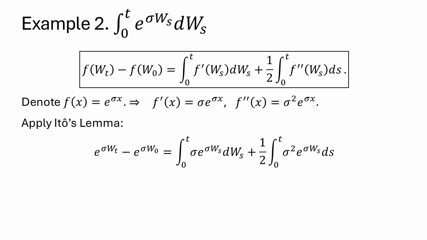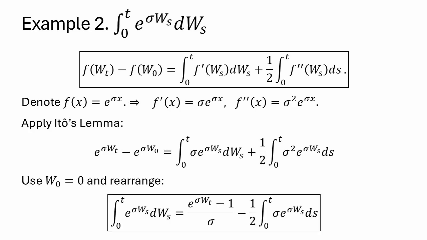Applying the Ito's lemma is straightforward, and we have e to the sigma wt minus e to the sigma w0 equals the integral from 0 to t of sigma e to the sigma ws dws plus half of the integral from 0 to t of sigma squared e to the sigma ws ds. Use w0 equals 0 and rearrange. We have the integral from 0 to t of e to the sigma ws dws equals the quantity e to the sigma wt minus 1, over sigma, minus half the integral from 0 to t of sigma e to the sigma ws ds.